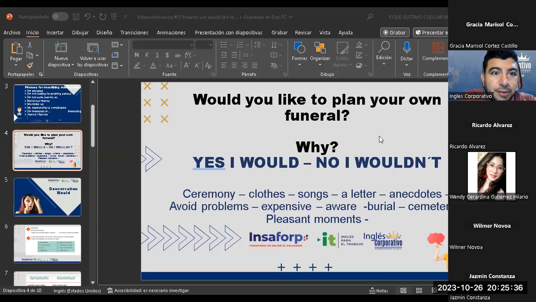Good, like cemetery, maybe a funeral ceremony. You can pay in advance. Se puede pagar por adelantado todo, right? Yes, it's very expensive. The key word here is expenses, los gastos, como lo mencionas, right? Thank you, Nelson. Very interesting. Wendy and then Ivan.